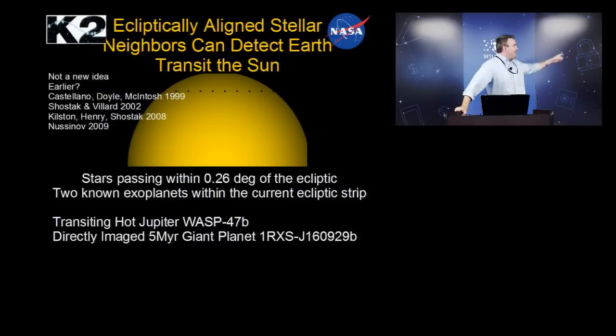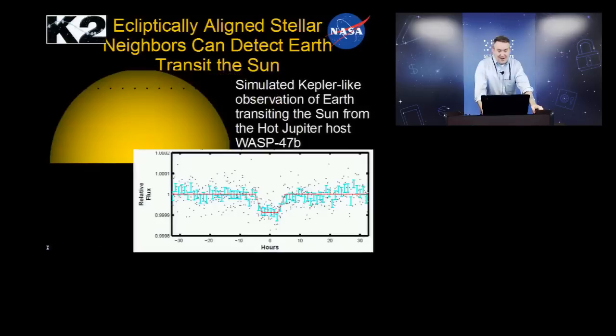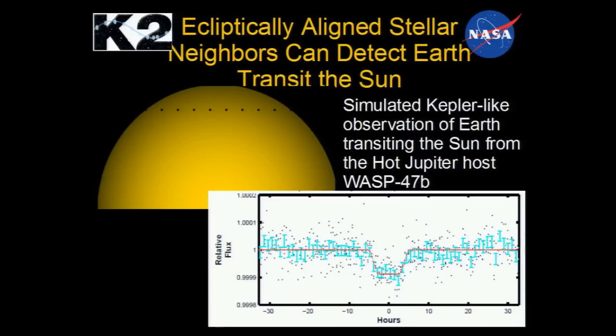This picture of the sun is about the inclination at which the Earth would be transiting our sun from the perspective of anyone at WASP-47 performing a Kepler experiment. I actually simulated that. I grabbed one of our Kepler targets that would have the right apparent brightness if you were located at WASP-47. And here is a detection of the Earth from WASP-47 if they have a Kepler. This is one of our better Kepler targets with very low precision, but it is possible to detect the Earth from WASP-47 if they had their own Kepler.